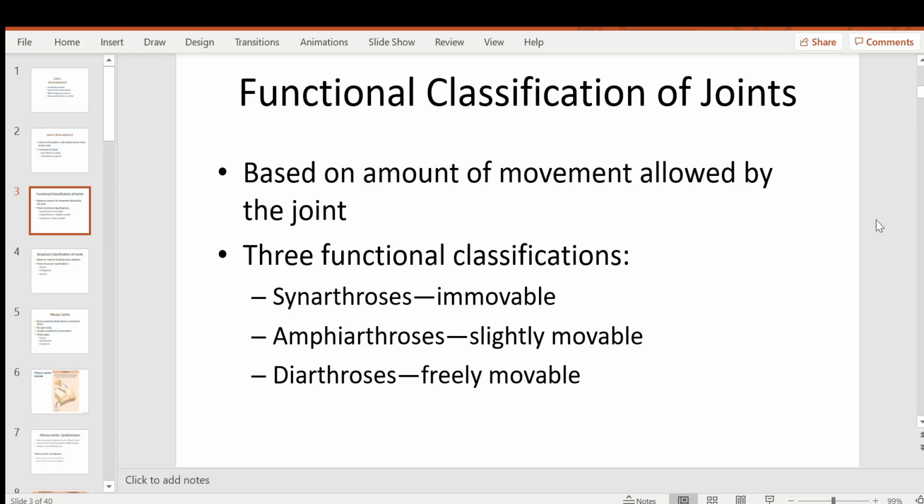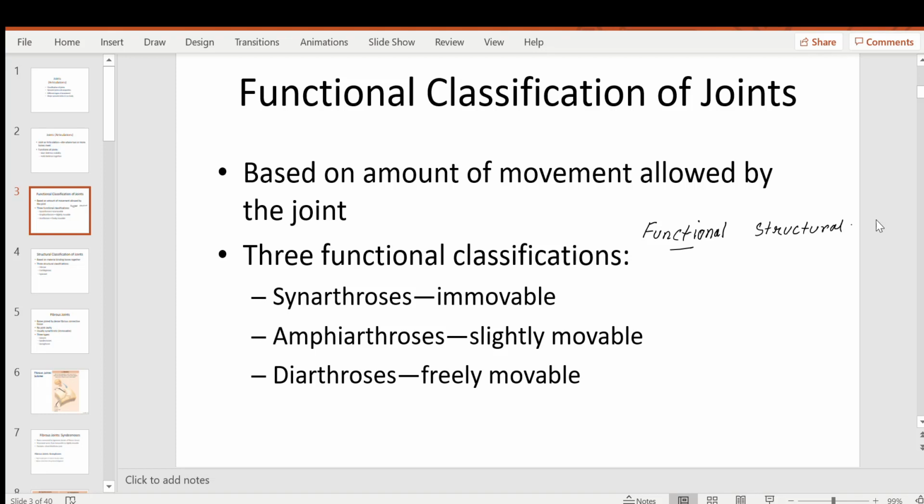One is the functional classification. That means how much movement occurs in the joint. By looking at the amount of movement, we classify the joints. Another way we classify is anatomically, by looking at the structure of the joints. So two types of classification: functional and structural.